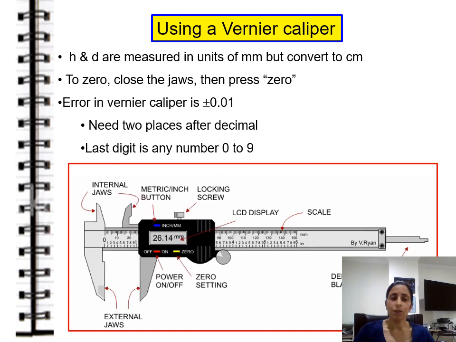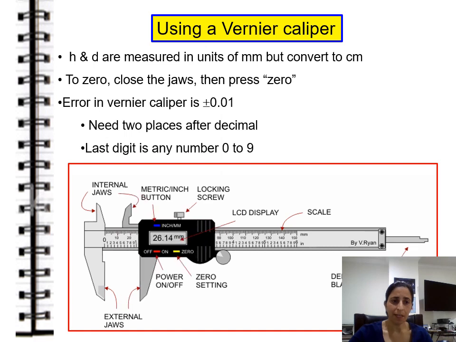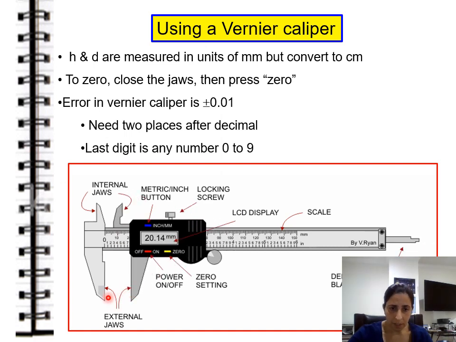Okay, so in order to find those dimensions of height and diameter, we're going to be using something called a vernier caliper. A vernier caliper does the same job as a ruler, except it's more accurate than a ruler. So the way that a vernier caliper works is that it has two jaws right down here. We use these external jaws and we put our object here.